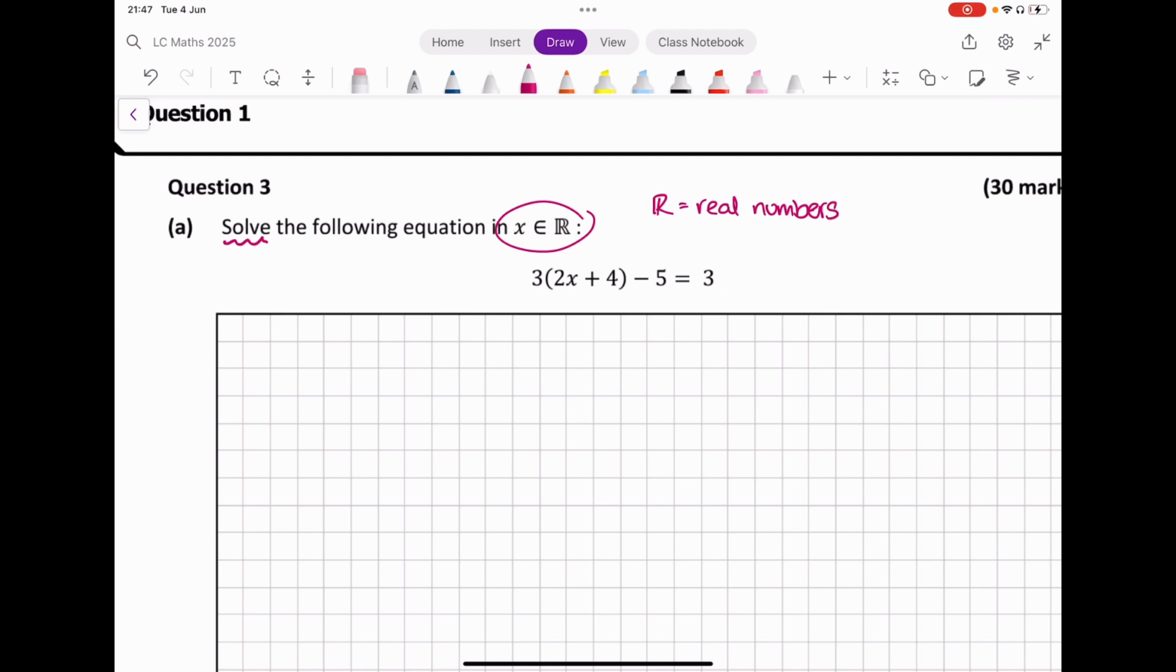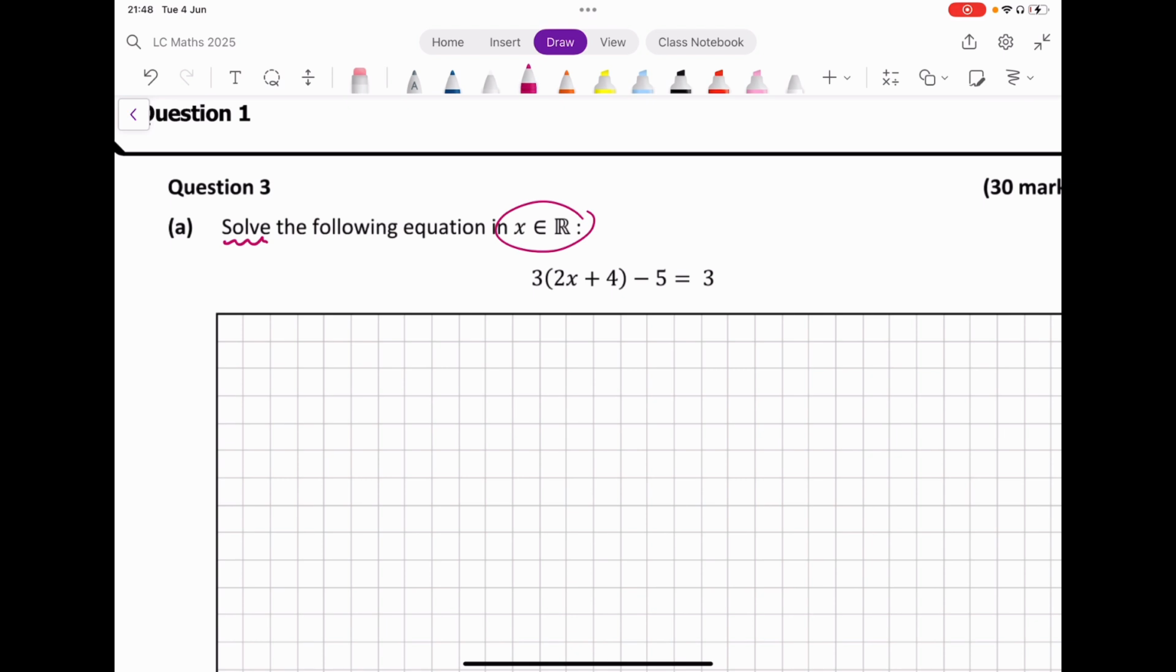So real numbers include your rational numbers, which are your whole numbers like 2, 3, 4, fractions, -2/3. So rational means that they can be expressed as a fraction. And also your irrational numbers, like something like pi that goes on forever, that can't be represented as a fraction. So it's called an irrational number, but it's still within the real numbers. The only numbers that are not included within the real numbers are our complex numbers, which we'll cover in sixth year. Okay, so let's have a look at the question then.